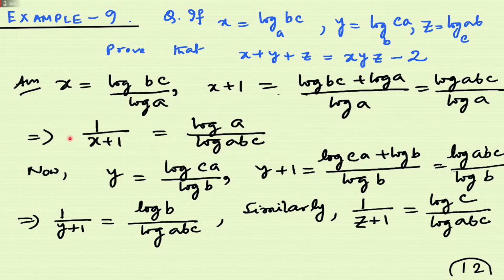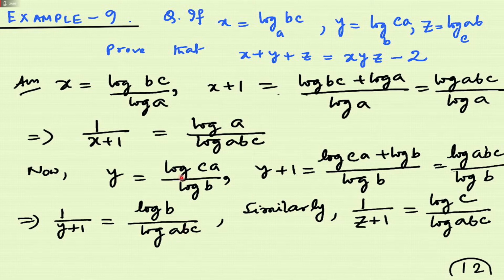Now if you reciprocate both sides, you will have 1 by x plus 1 is equal to log a by log abc. Similarly, y is given here, and I am also writing from y plus 1. I am just calculating from y plus 1, and it will give you log abc by log b, and 1 by y plus 1 is again log b by log abc.